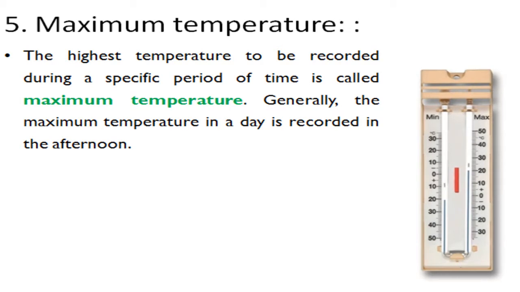Our next keyword is maximum temperature. The highest temperature to be recorded during a specific period of time is called the maximum temperature. Generally, the maximum temperature in a day is recorded in the afternoon. And as you can see, you can measure the maximum temperature with the help of the maximum minimum thermometer.